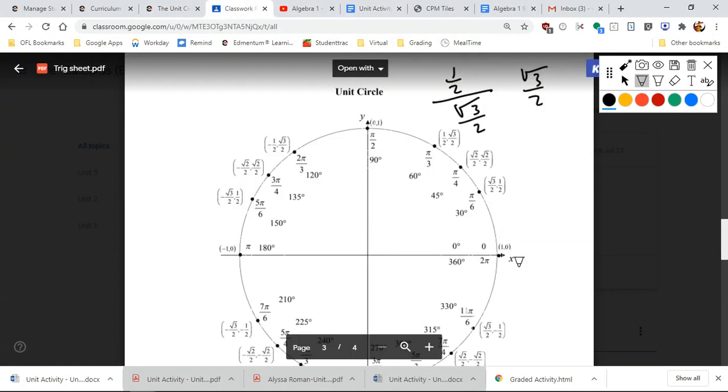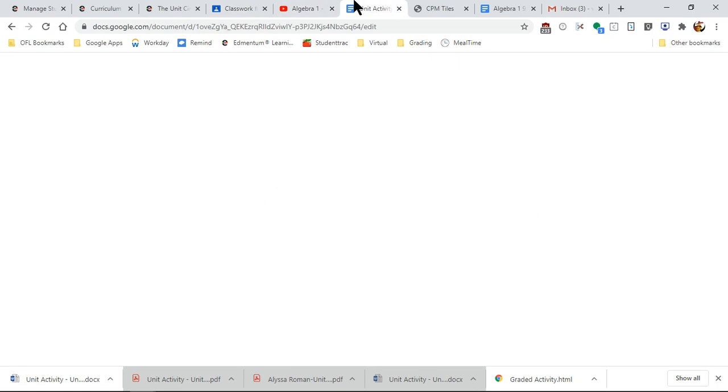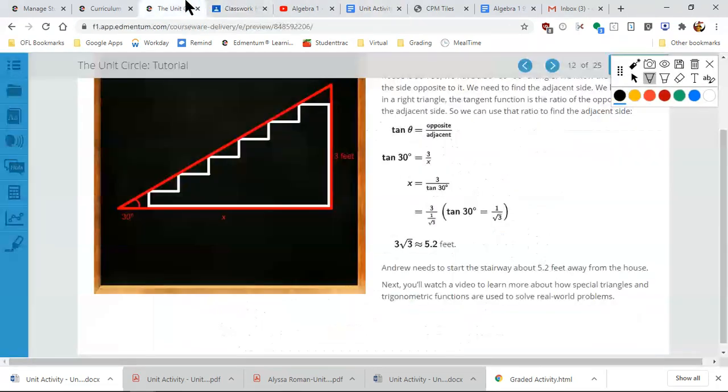Opposite over adjacent, y over x, tangent at 30 degrees, y, flip it over. Oh, I multiplied wrong. This is supposed to be 1 over square root of 3. So if you do 1 over square root of 3, you're doing 3 divided by 1 over square root of 3, which they got over here.